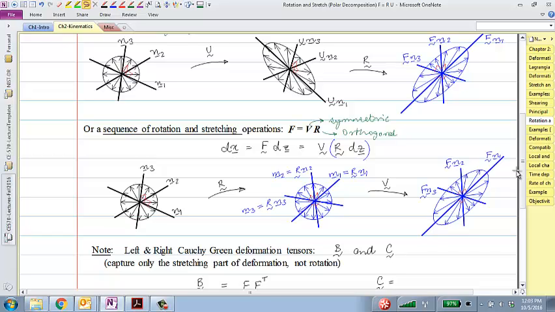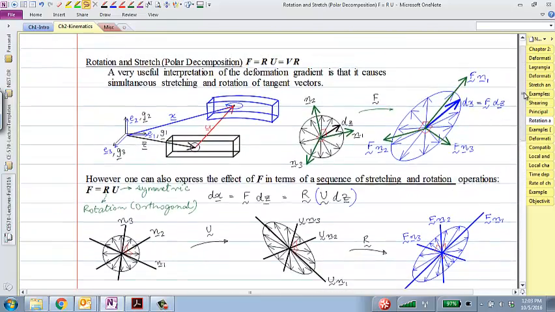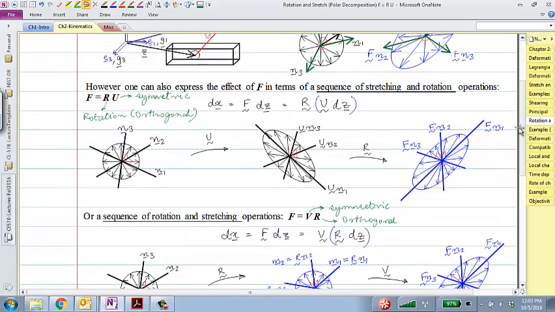We say that R is a pure rotation tensor. That's right. But V and U, can we call them pure stretching tensors? So they are indeed stretch tensors, but what they do is, for example, U will stretch N1 to UN1, N2 to UN2, N3 to UN3.